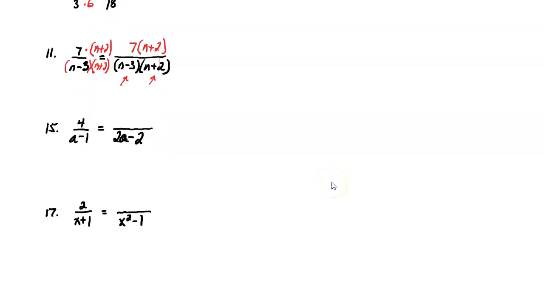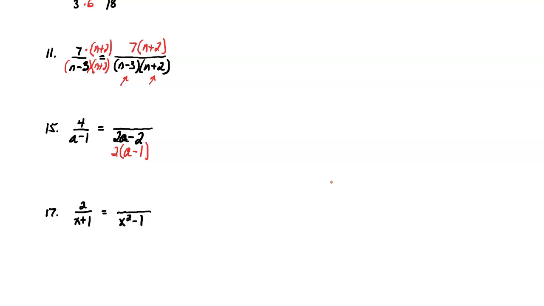Now number 15, it's the same idea. We're starting with a fraction 4 over a minus 1, and we want to find out what fraction is equivalent to that, but has this new denominator 2a minus 2. Now 2a minus 2 is factorable. There's a GCF of 2. So right underneath, I'm going to rewrite it in its factored form. 2 parentheses a minus 1.